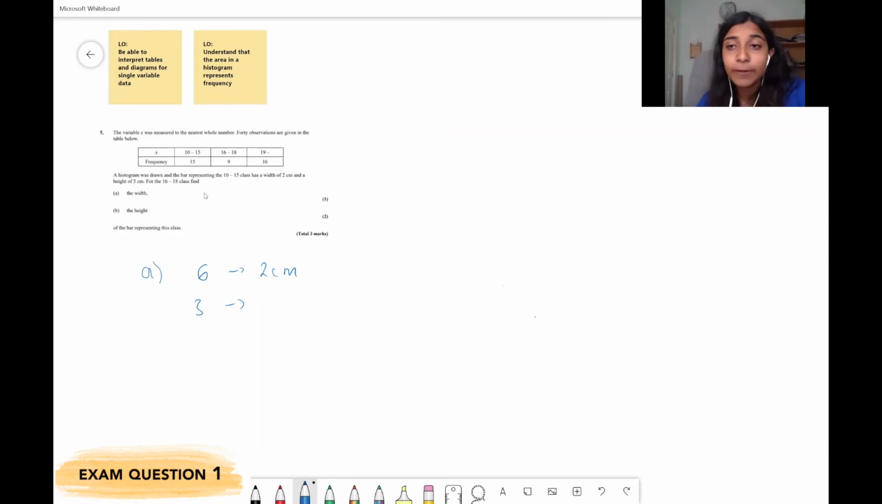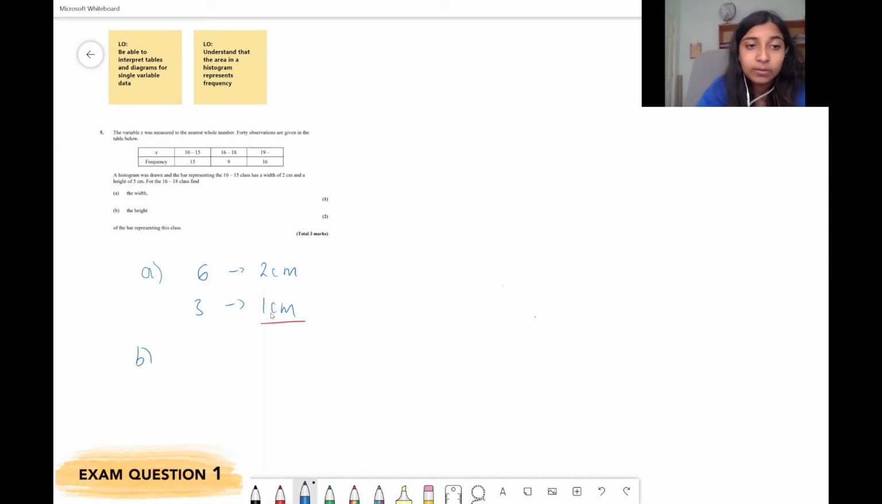Your 16 to 18 class is just half of your 10 to 15 class. So your width also has to be half of it. So your width would just be 1 centimeter. And that's your answer to part A.